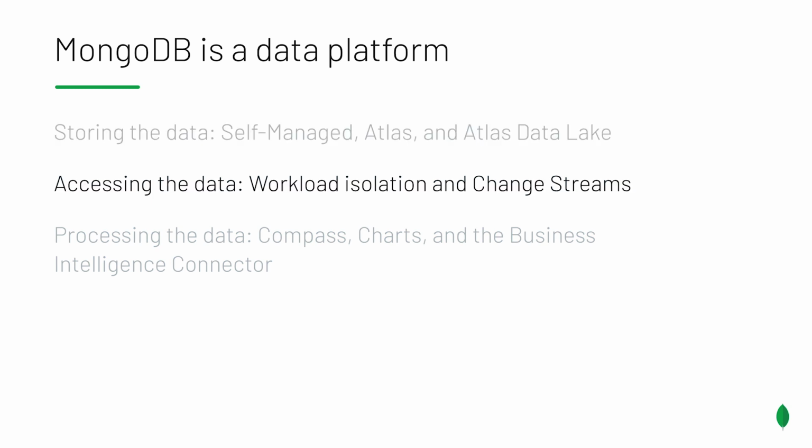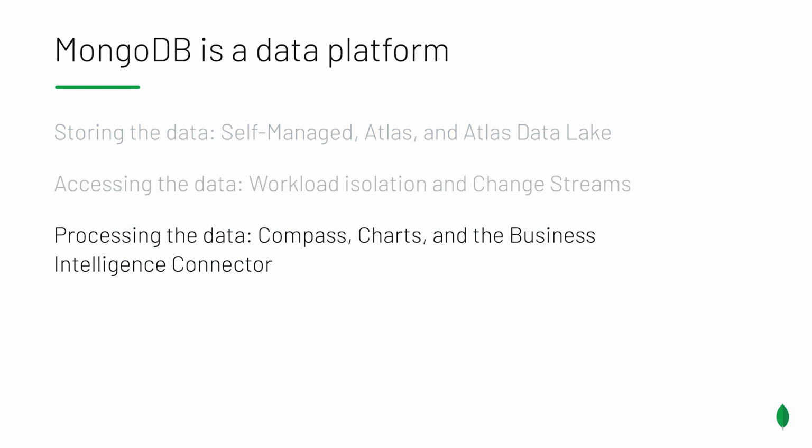Next for a data platform is access to data. After all, what good is storing it if one can't access it? Features such as workload isolation, change streams, and MQL allow for different aspects of data access. Finally, a data platform should provide the ability to process the data. MongoDB's data platform provides tools for that, such as MongoDB Compass, Charts, and the Business Intelligence, or BI, connector.